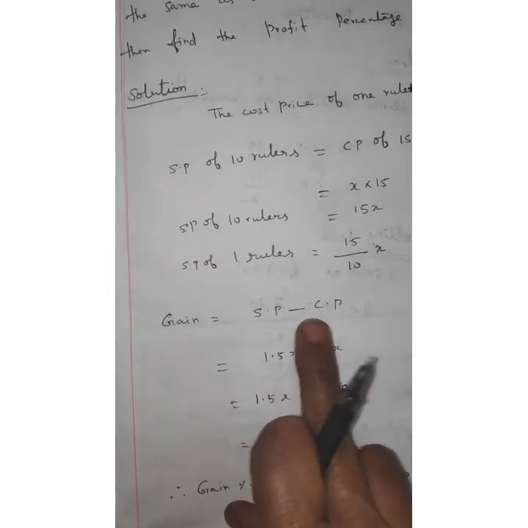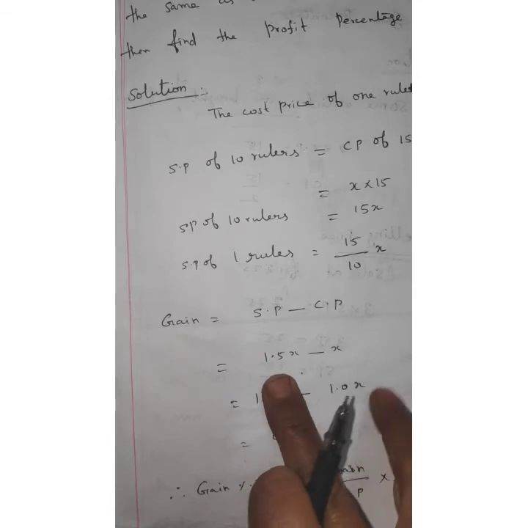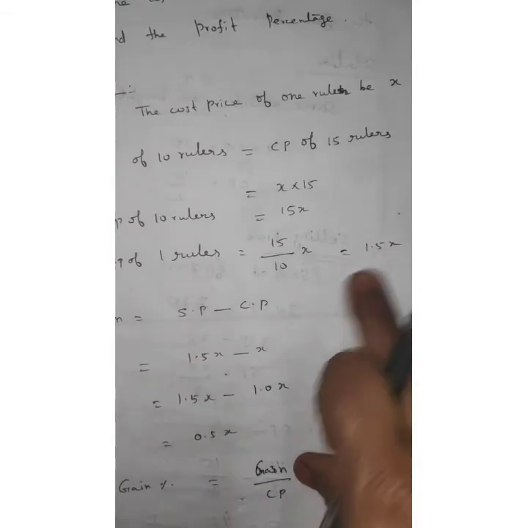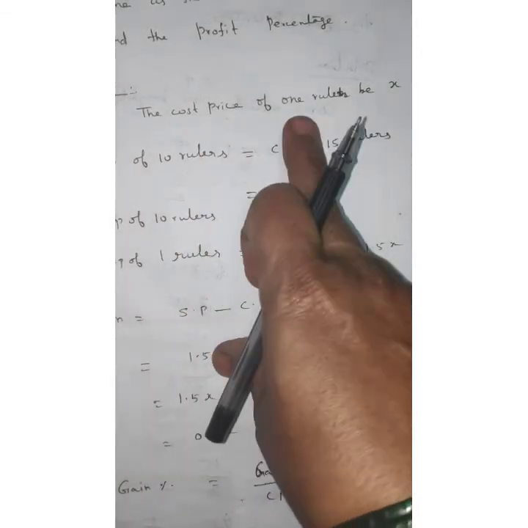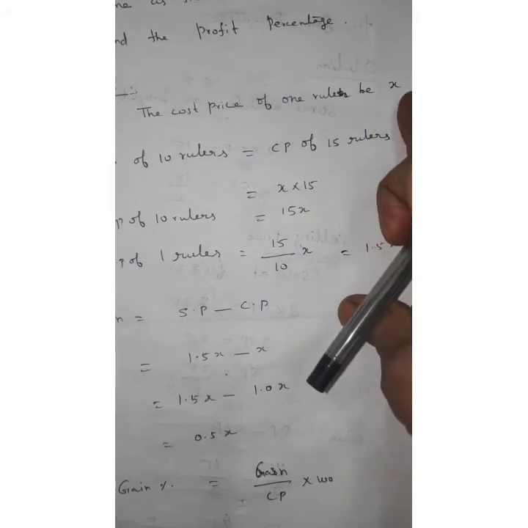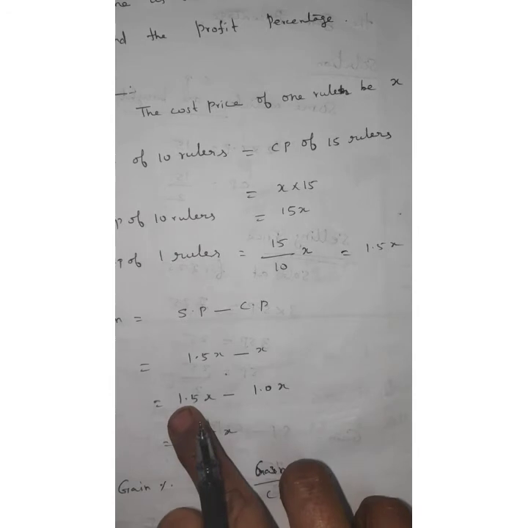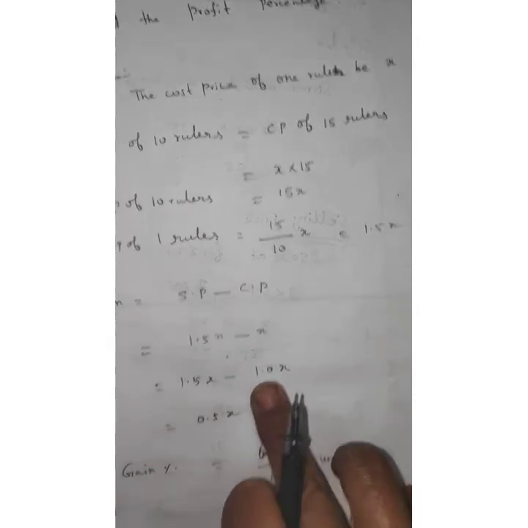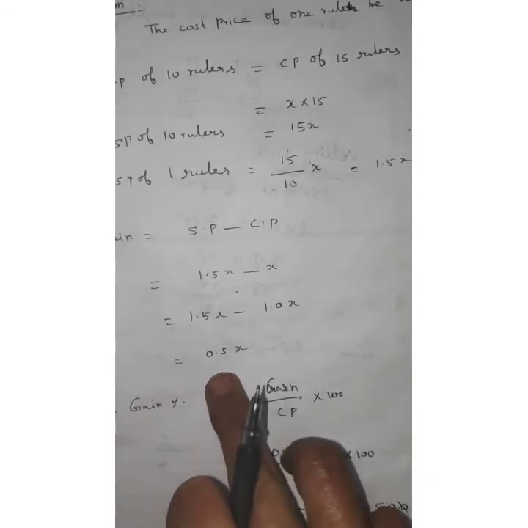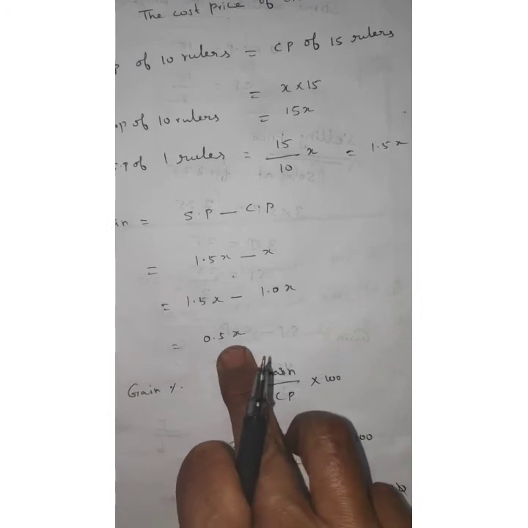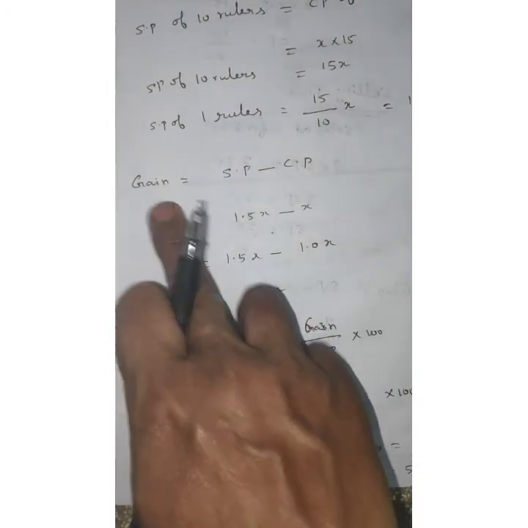Gain formula equals SP minus CP. SP value equals 1.5X minus the CP value, which is the cost price of one ruler, X. X means 1X, so here I am writing 1.0X. Subtract and write, answer equal to 0.5X. This is the gain value.